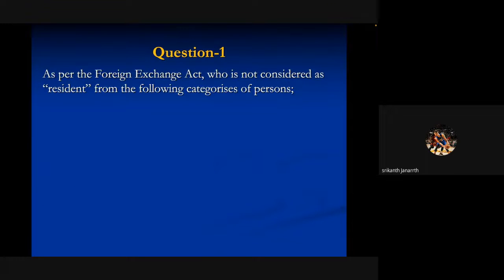As per the Foreign Exchange Act, who is not considered as a resident from the following categories of persons? So you know the definition we studied in the previous session, who is resident, right? There are so many categories we learned.